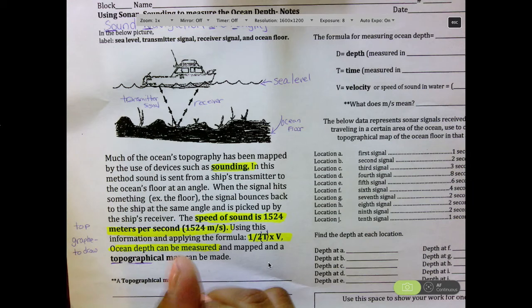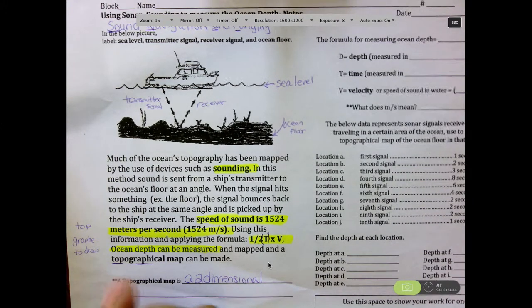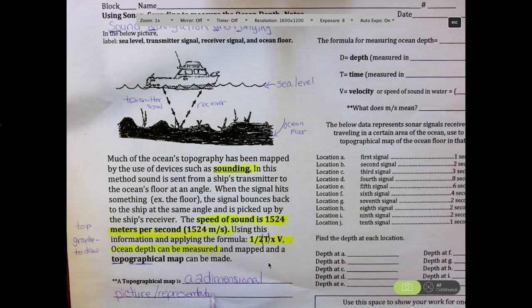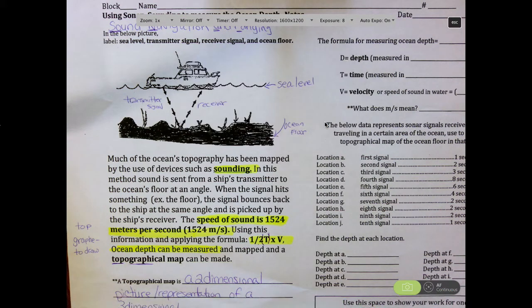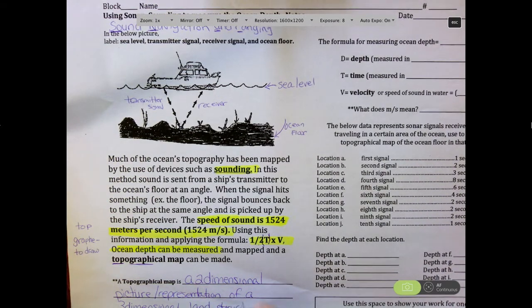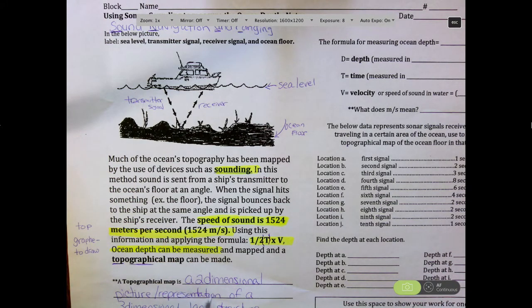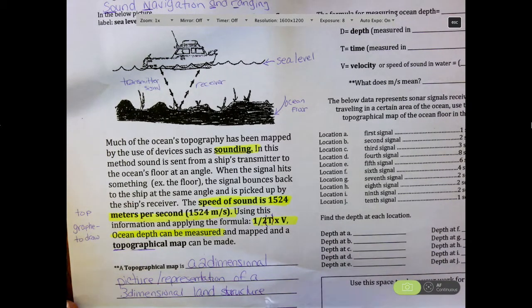So a topographical map would actually be a two-dimensional picture or representation of a three-dimensional land surface or land structure. So we are doing this, measuring the depth of the ocean floor, making a topographical map so that we can draw a two-dimensional picture of the ocean floor, and the ocean floor is our three-dimensional land structure. All right? So now let's look at the other half of the paper.